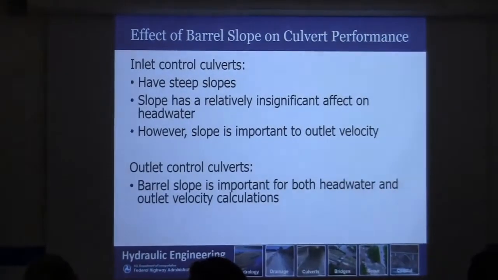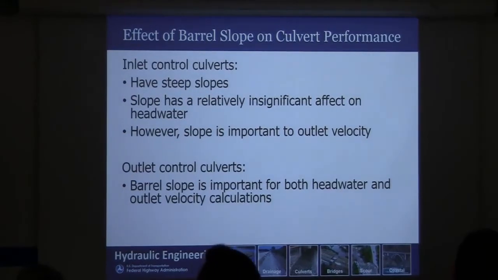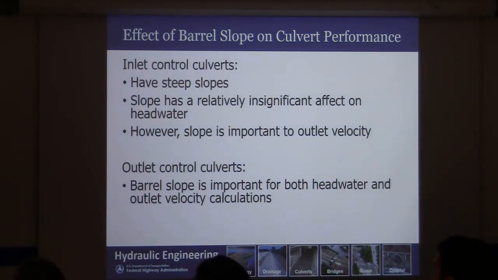All right, so effective barrel slope on culvert performance. I already know that inlet control culverts have steep slopes. Slope in inlet control impacts the headwater to such a negligible degree that we don't really account for it or worry about it. But again, it has a lot to do with outlet velocity. So we're going to talk a little bit about outlet velocity at the end of this lesson. If you're seeing that your outlet velocities are really high, there's a couple of main things that you could do with your culvert design, apart from using energy dissipators, which we're not talking about this week. But there's two things that you could try with your culvert design.